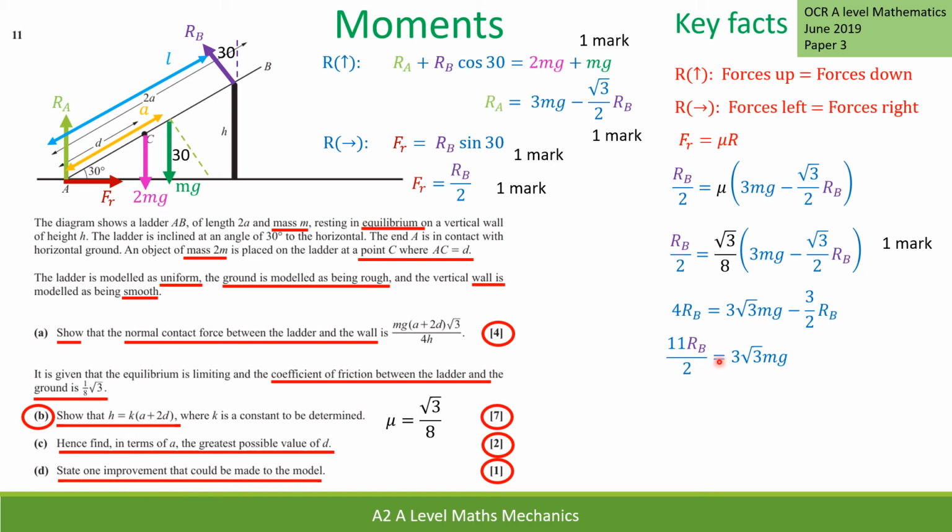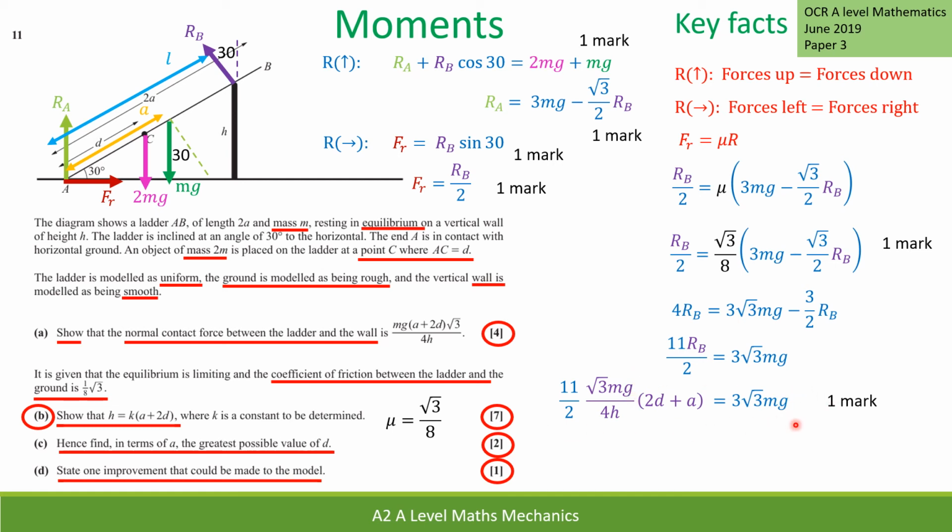Now we know the value of RB, which we worked out in part A. So even if you can't do part A, you can still use this answer in part A to be able to help you to do part B. So RB is the same as root 3 mg over 4h times by 2d plus a. Now from here you should spot that you've got a root 3 on both sides, so the root 3's will cancel on both sides. You've got an m on both sides, so these will both cancel, and the g will cancel on both sides.